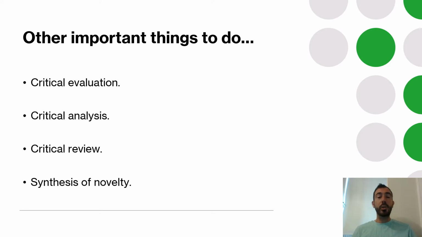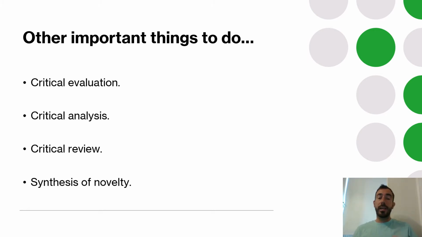Let's now have a look at some other aspects of scientific writing that are really important to how you create your MSc Research Project. These are critical evaluation, critical analysis, critical review, and the synthesis of novelty that you create from the information that you read, as well as your own findings from your research.